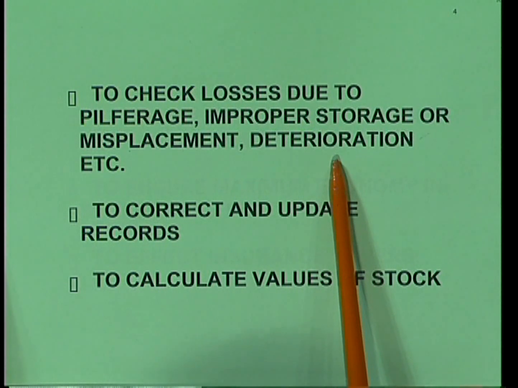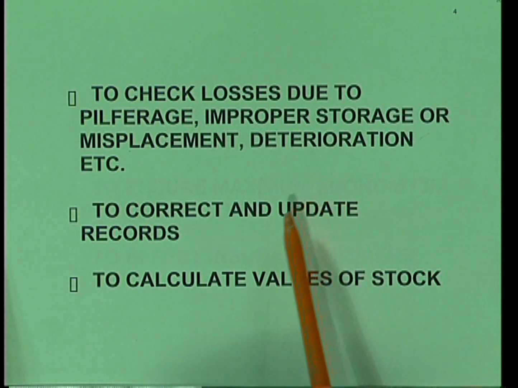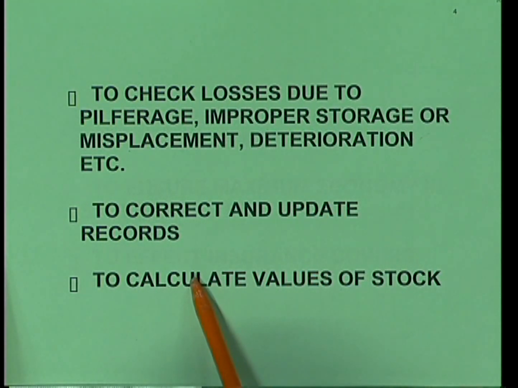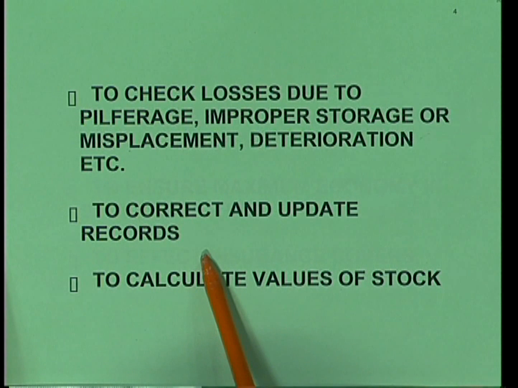Next, deterioration. Some materials will deteriorate, in that case that also has to be verified, for how much time they remain idle, and can we reduce the items while purchasing next time. That will be helpful by physical verification. Next is to correct and update records. Already we have so many records, in which we see the balances, but whether they are correct or not can be corrected here by physical verification.